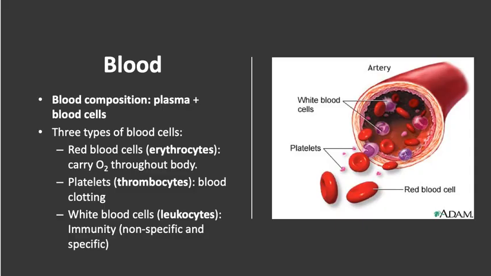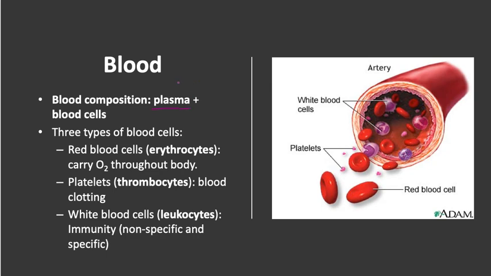Okay, so now we're going to talk about the different types of blood cells in our blood, but first let's talk about what blood is. Blood is the fluid that runs through our circulatory system vessels, which would be our arteries and veins and capillaries. Blood is composed of two major parts.